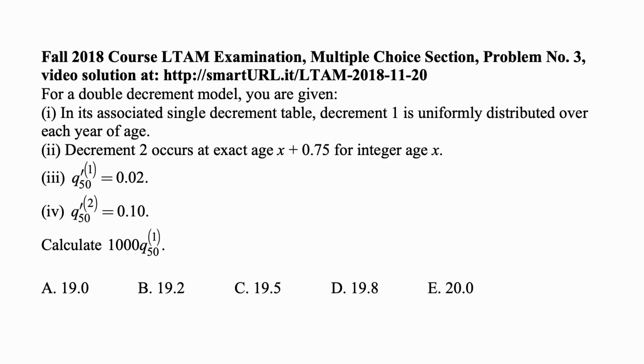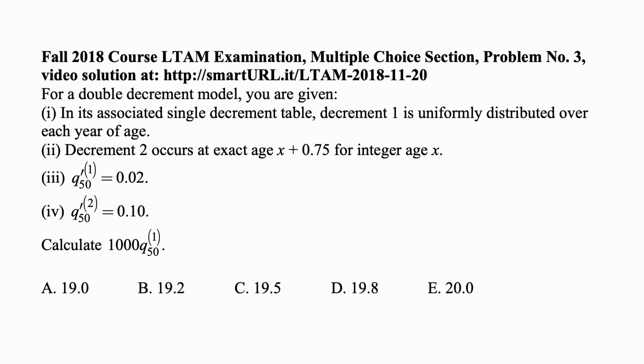And this is the problem for today. It's problem number 3 from the multiple choice section on the last and the first ever exam LTAM from October 2018. For a double decrement model, you are given: one, its associated single decrement table. Decrement 1 is uniformly distributed over each year of age. Decrement 2 occurs at exact age x plus 0.75 for integer age x. 3. q prime 51 is equal to 0.02.